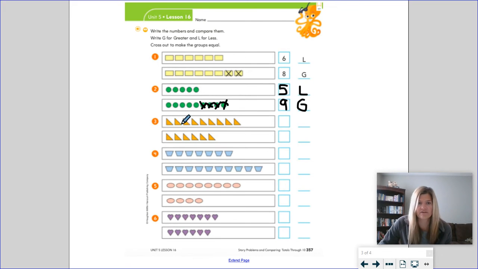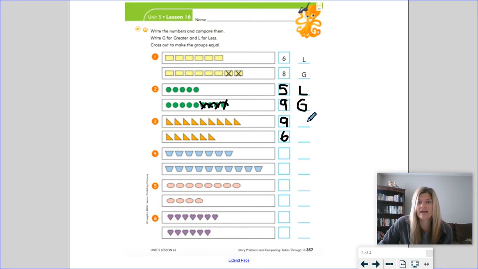Let's do one more together. So the first thing you need to do is count the triangles in the top. 1, 2, 3, 4, 5, 6, 7, 8, 9. Write the number 9. Now we need to count the triangles at the bottom row. 1, 2, 3, 4, 5, 6.